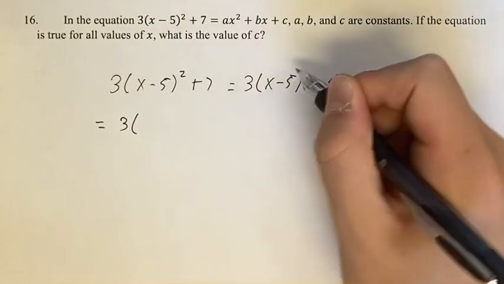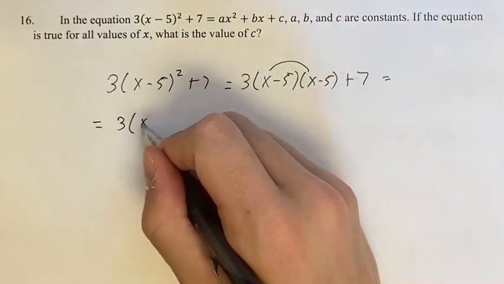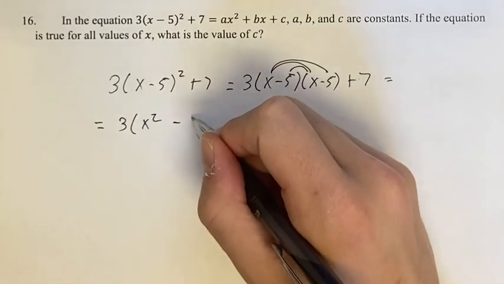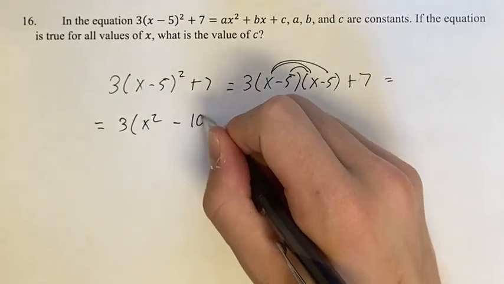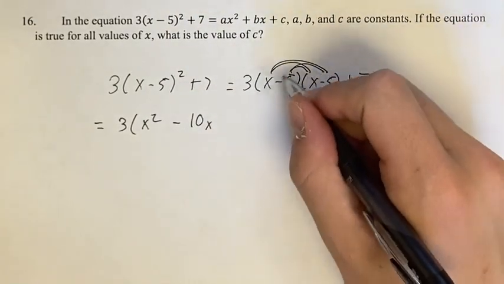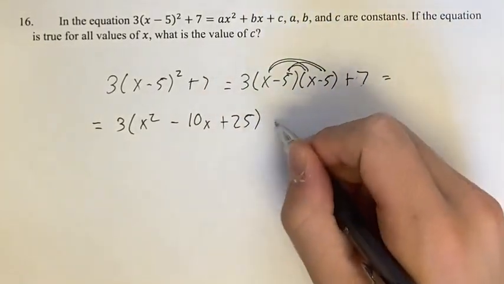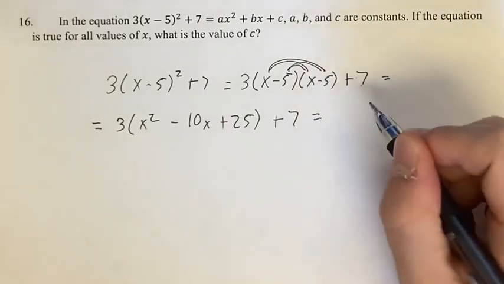So this is 3 times, distributing, x squared minus 5x minus another 5x. Negative 5 minus 5 is negative 10x. And negative 5 times negative 5 is plus 25. Don't forget the plus 7 at the end.